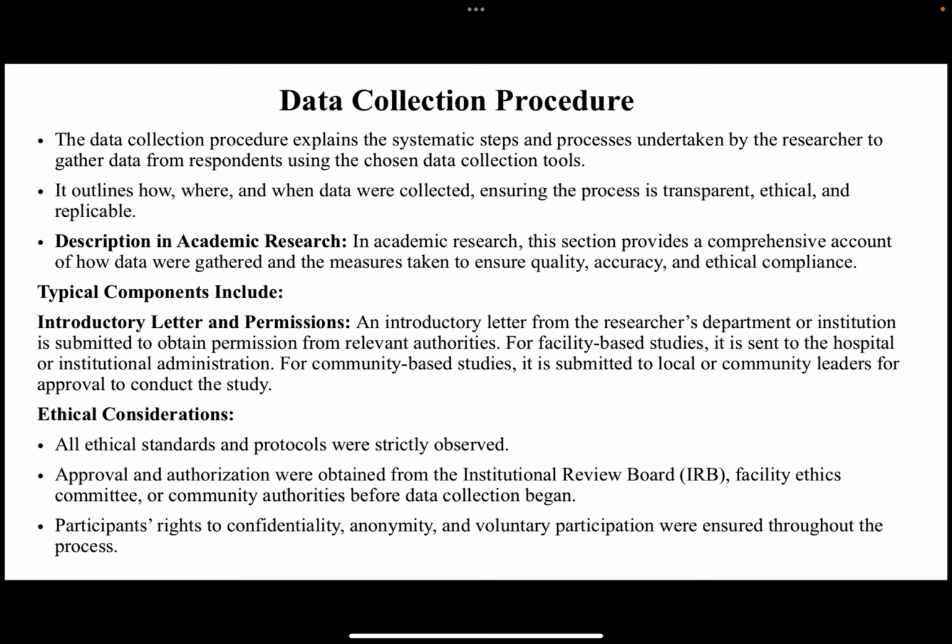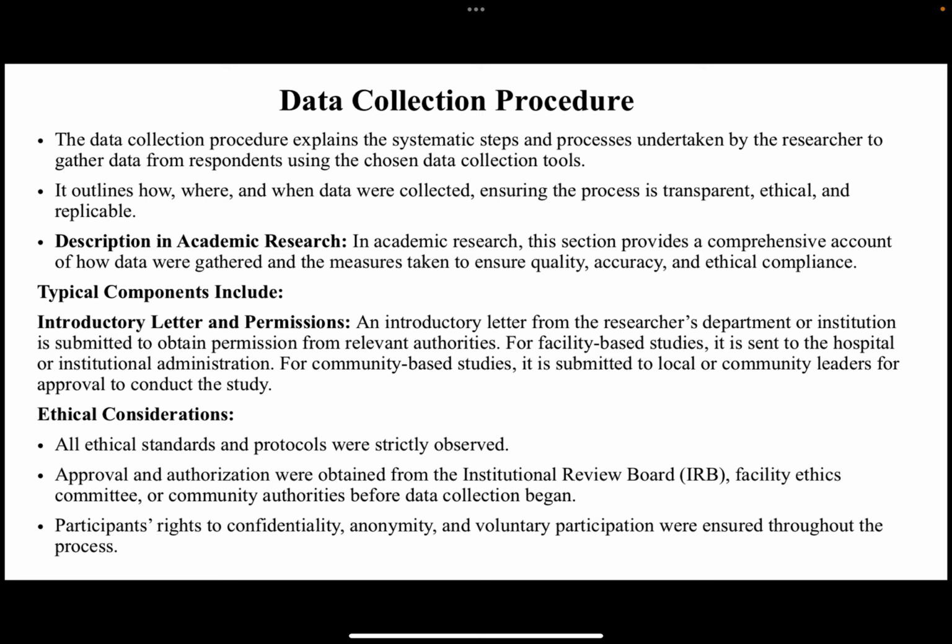Introductory letter and permission. Now, in describing your data collection procedure, remember that data collection procedure is a practical thing. It's practical, just that you have to describe it in theory and write it under your methodology. But it's a practical procedure. Okay, good. The first area you need to consider is introductory letter and permission. Usually, an introductory letter from the researcher's department. So, for example, you are a student, you are writing a proposal, an actual project work. Under the data collection procedure, you have to mention that you received an introductory letter.